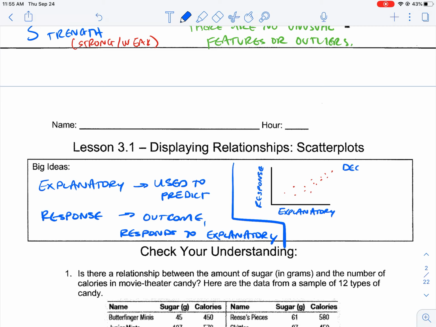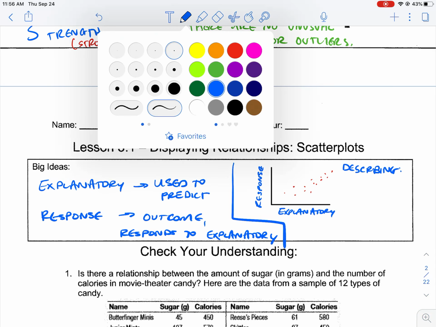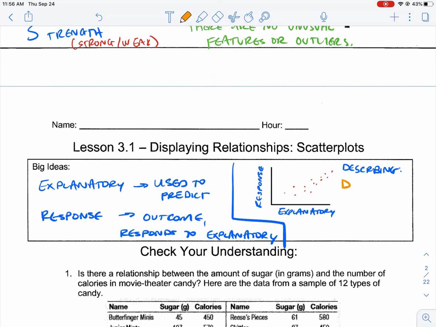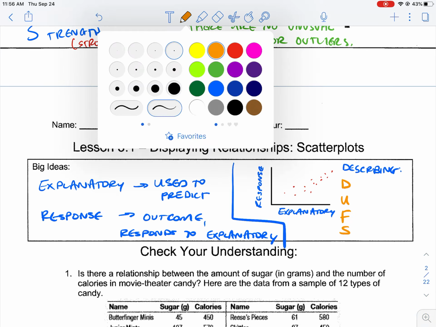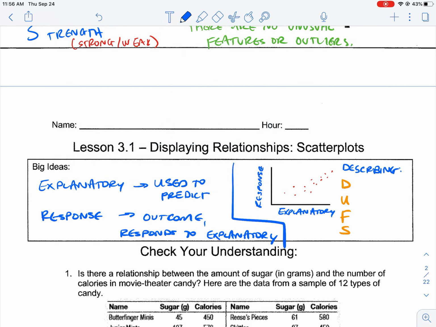And so what we say is, how do you describe this scatter plot? The framework that we're going to use for this is called DUFS, D-U-F-S. DUFS stands for direction. And is it a positive or negative direction? So in this case, this would be a positive direction. As the explanatory increases, so does the response.